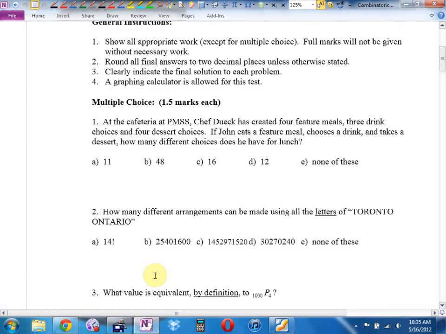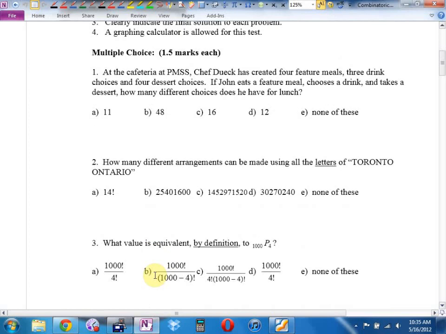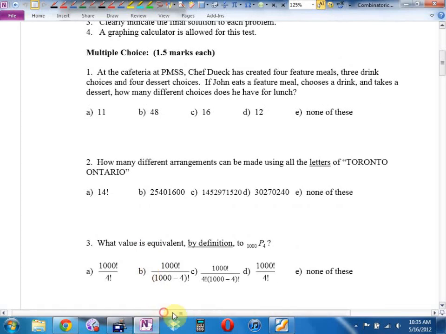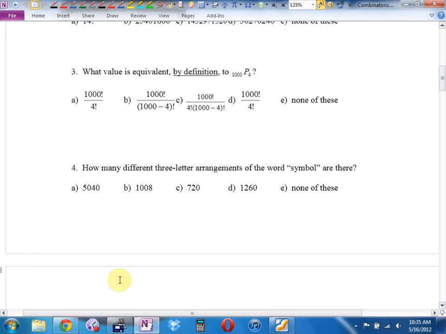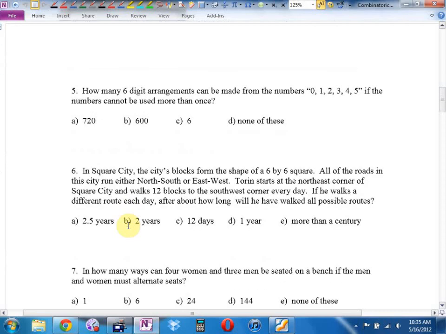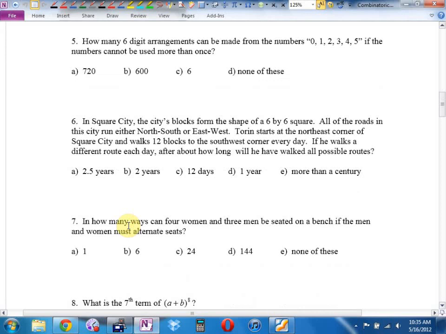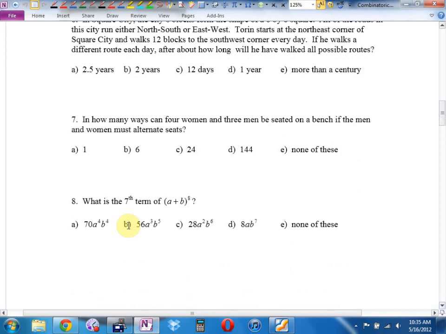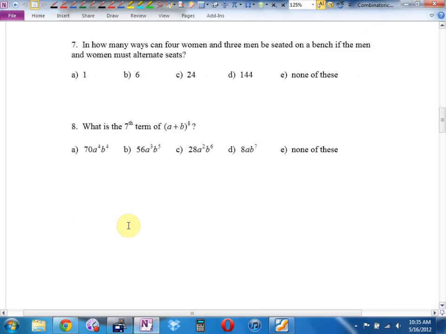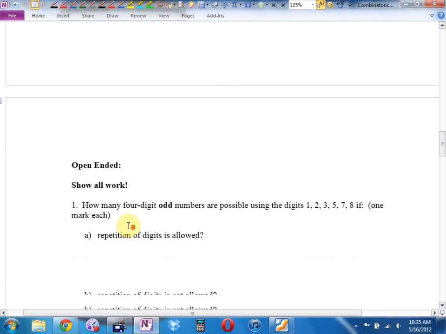So, number 1, fundamental counting principle. Hey, number 2, this is just like the Mr. Vandervelden question, Toronto, Ontario. Number 3, basically asking you, do you know what the formula looks like or how to do it? Number 4, how many different 3-letter arrangements? Arrangements, is that a permutation or a combination? Arrangements is a permutation. 5 is good. 6 is good. Draw a little picture if you need to. 7 is good. 8, so there's our binomial expansion theorem. What's the 7th term of that there thing there? Turn the page.